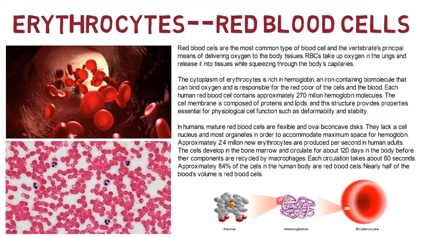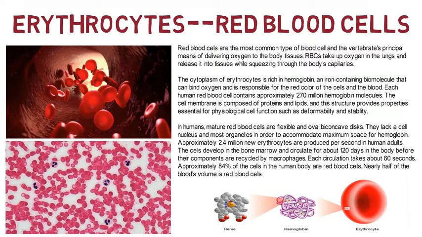In humans, mature red blood cells are flexible, oval biconcave discs. They lack a cell nucleus and most of the organelles in order to accommodate a maximum space for hemoglobin. Approximately 2.4 million new erythrocytes are produced per second in human adults. The cells develop in your bone marrow and they circulate for about 100 to 120 days in the body before their components are recycled by macrophages.